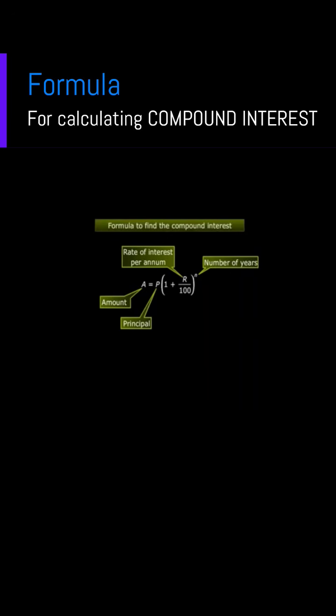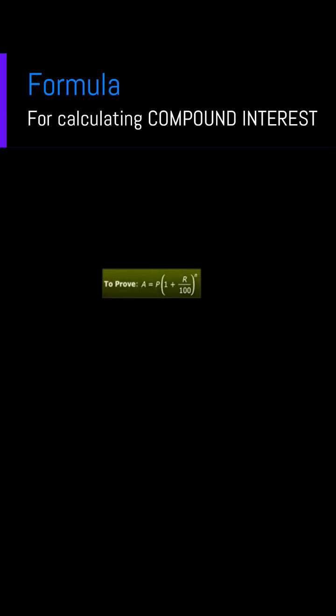Okay? A here is the amount, P here is the principal, R here is the interest per annum, and N here is the number of years. So in short, this is the formula to find the compound interest. And let me prove it to you.